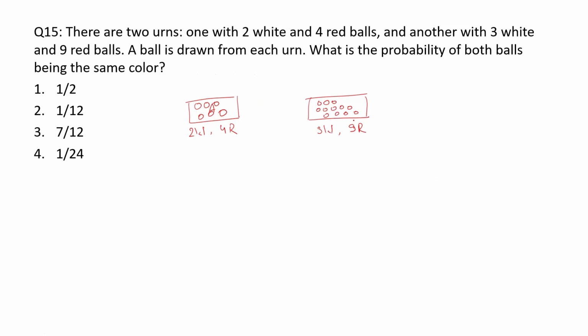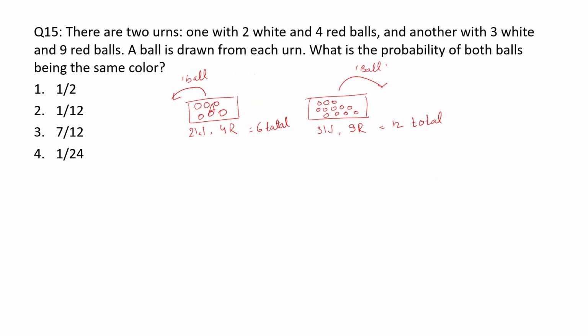So it has total 12 balls. This has total 6 balls. Now a ball is drawn from each urn. So one ball from here, one ball from here. What is the probability of both balls being the same color?